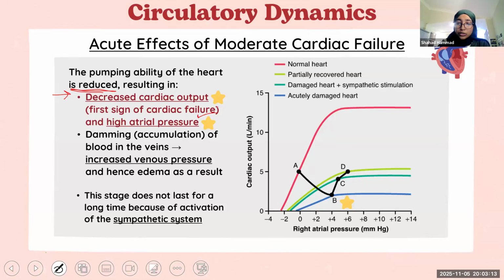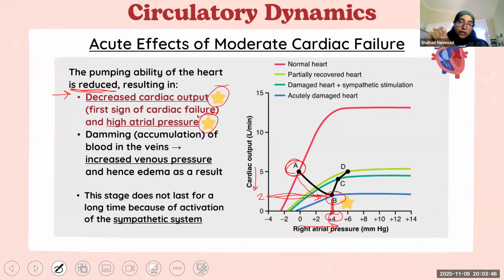This is very important. 2 stars here. Remember these points. And we'll see it directly on the graph. Like we said, point A is normal. In acute cardiac failure, we move down to point B over here. What can we see here? The right atrial pressure has increased to +4, and the cardiac output has decreased to, let's say, around 2. So the 2 main points in acute cardiac failure is decreased cardiac output from 5 to 2 and increased atrial pressure from 0 to +4.